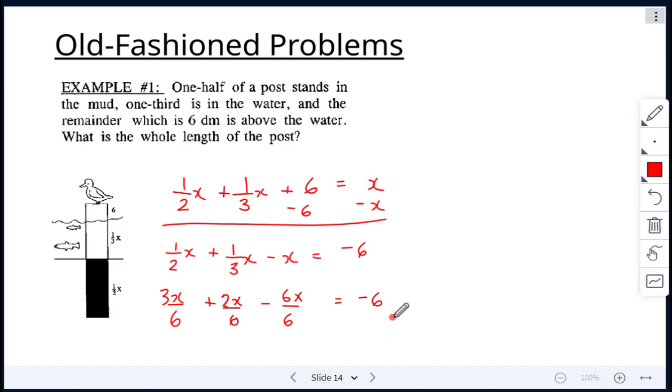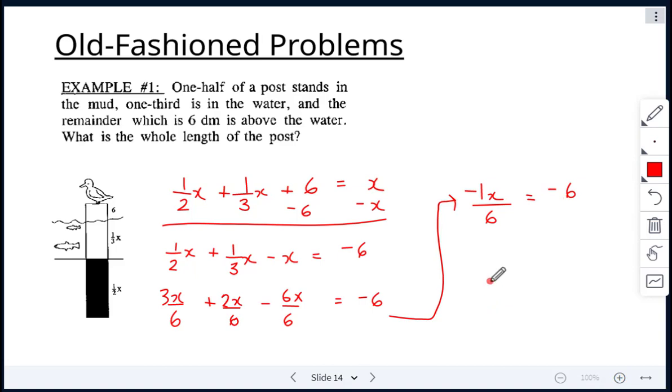All right, so I'm just going to bring this over here. So we have 3 plus 2 minus 6, which gives me -1. -1x over 6 is equal to -6.